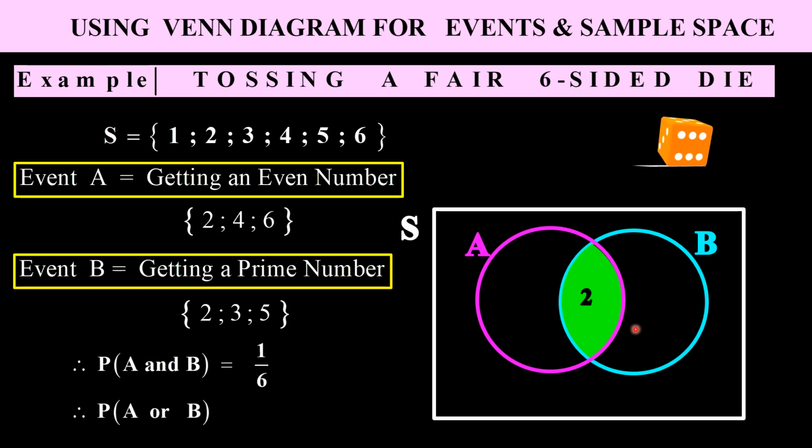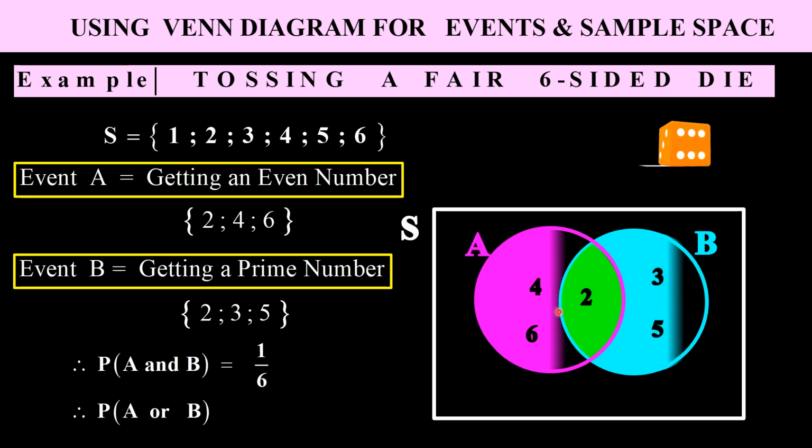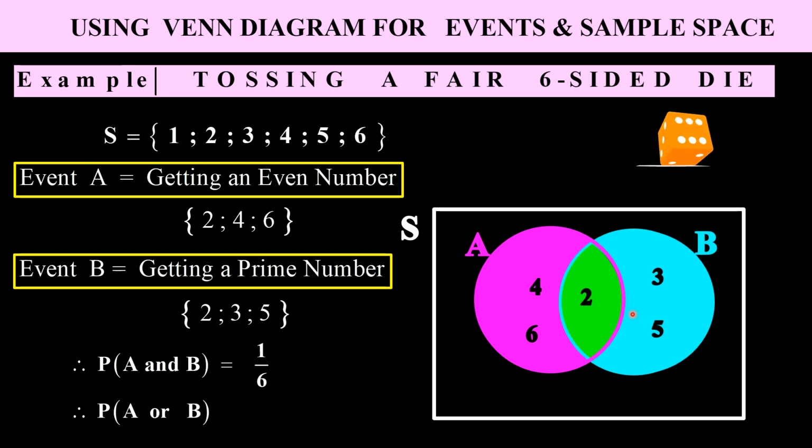Now we also want to consider A or B. So what does that mean? It is getting an even number or a prime number. So it can be the even numbers, or it can be a prime number. So it's all of, that's correct, it's all of these numbers here. The outcome can be a 4, a 6, a 2, a 3, or a 5. And how many are there?